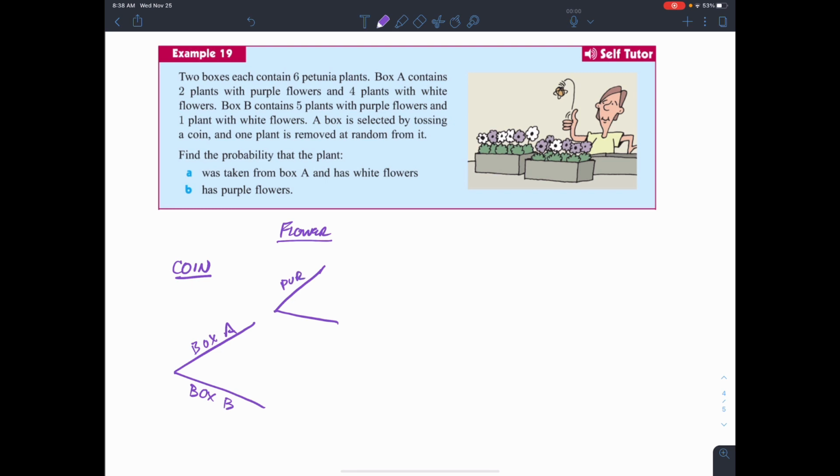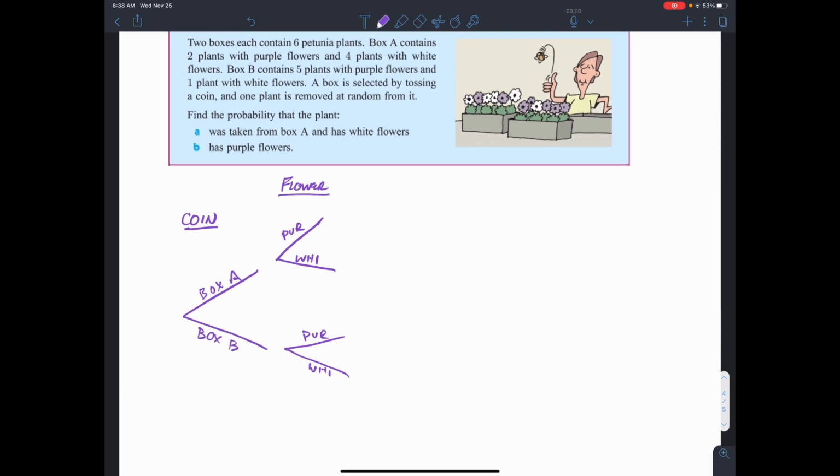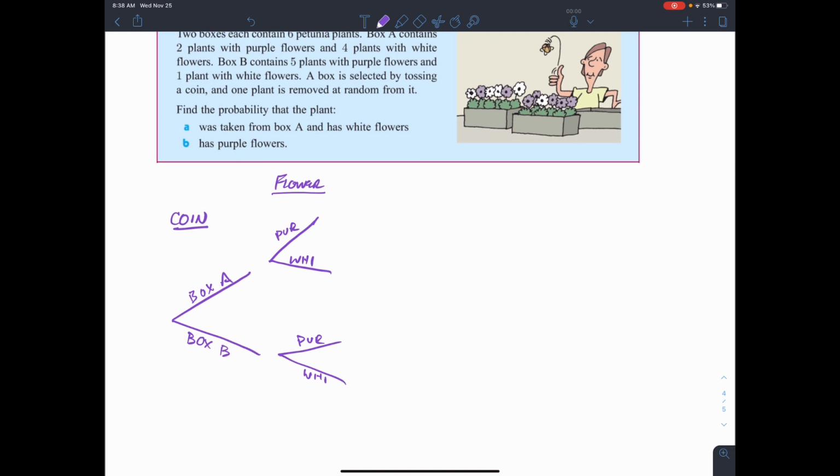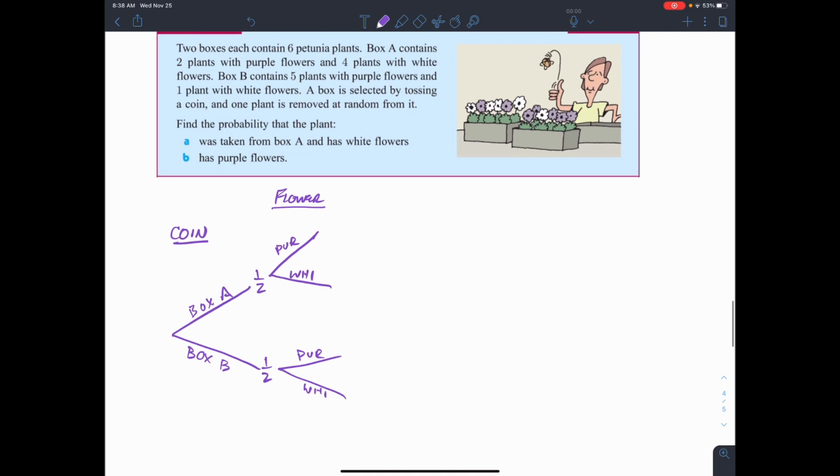Then we've got purple flowers and white flowers in both boxes. So I can say this is purple down here and white here as well. Okay, so choosing box A or box B, that's a flip of a coin, so that's going to be 1/2 for each. Box A contains 2 purple flowers, 4 white flowers. So 2 out of 6, 4 out of 6. And then box B contains 5 plants with purple, 1 plant with white. So we've still got 6 plants in there.